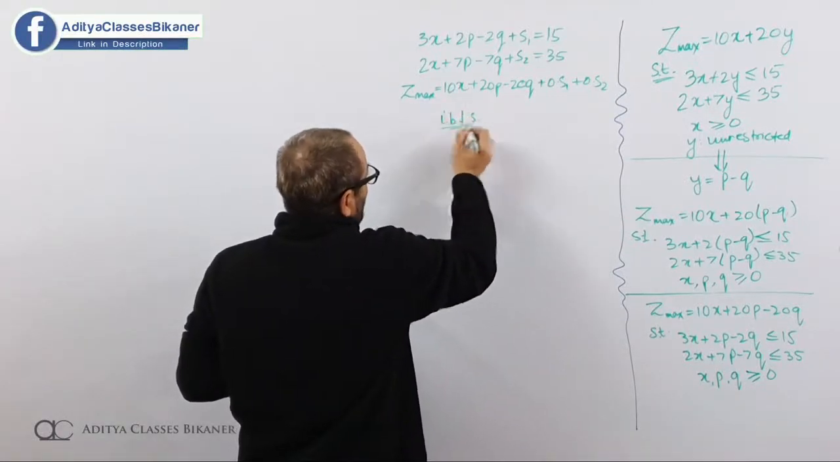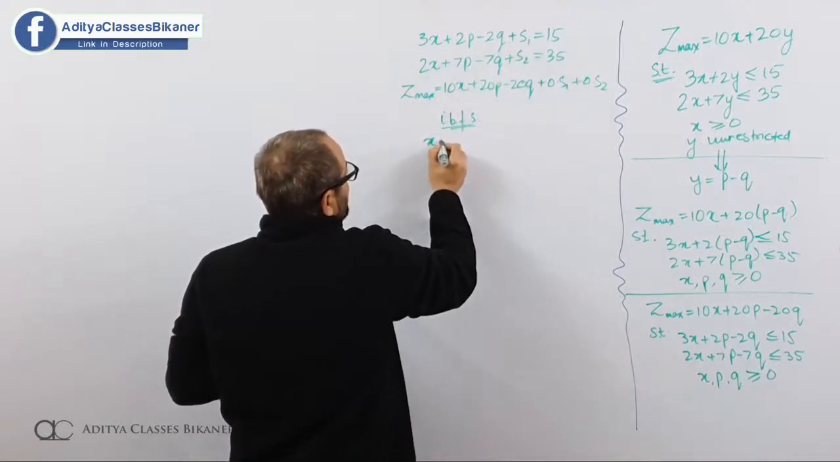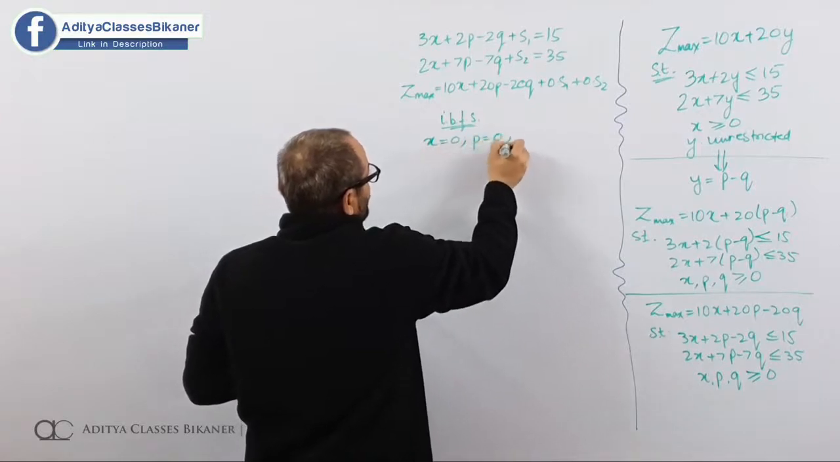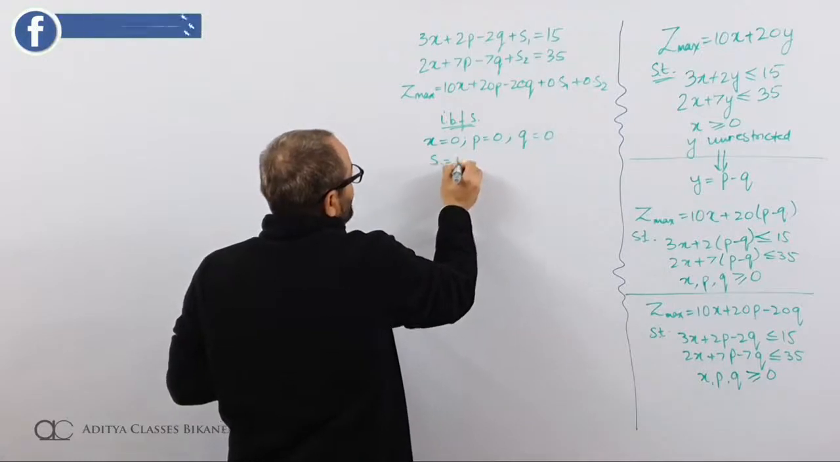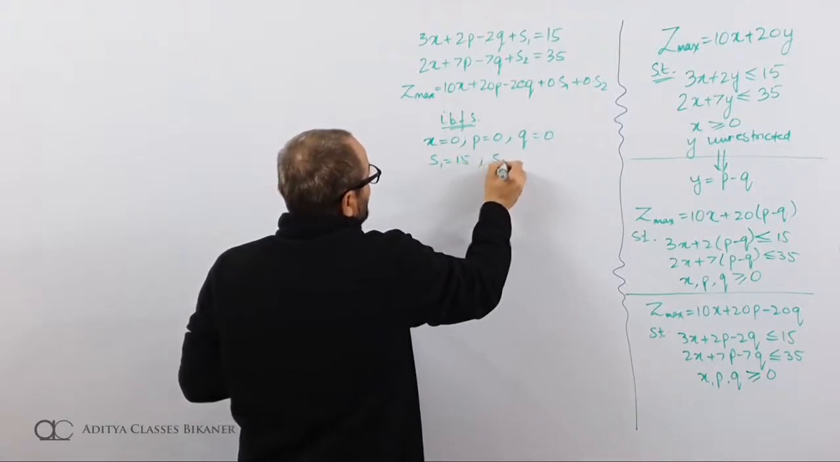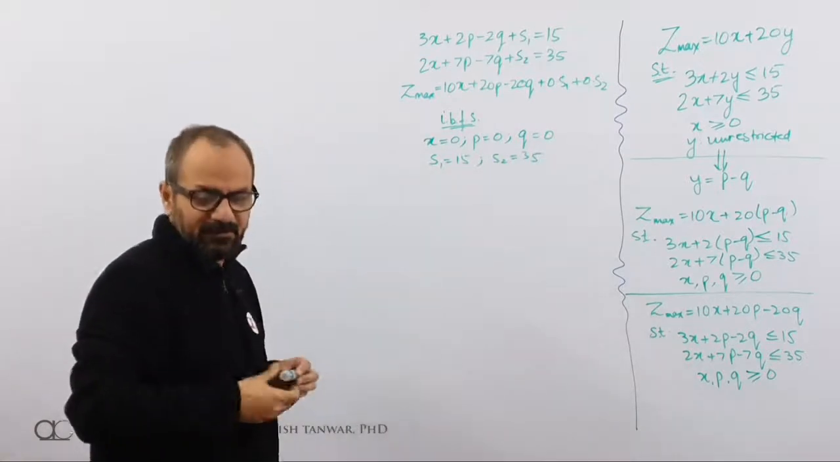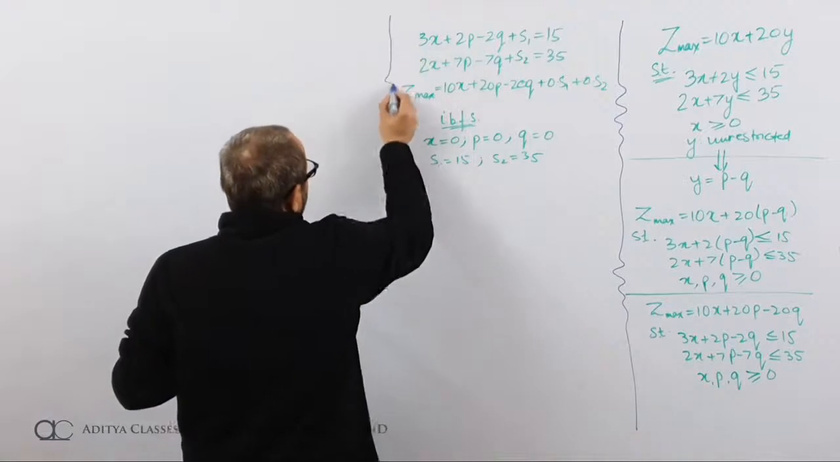What will be my IBFS? My IBFS will be x is equal to 0, p is equal to 0, q is equal to 0, thereby giving me S1 is equal to 15 and S2 is equal to 35. This is my IBFS. From this IBFS, I can start my initial simplex table.